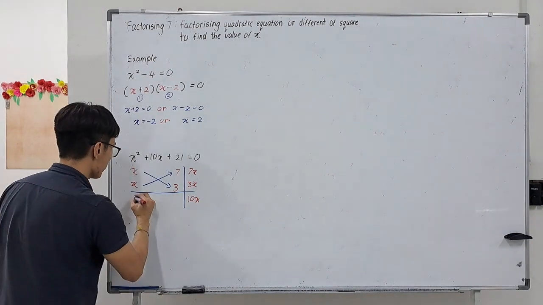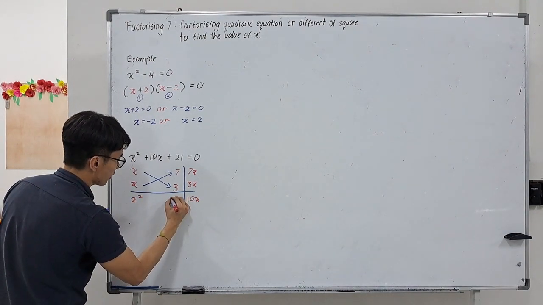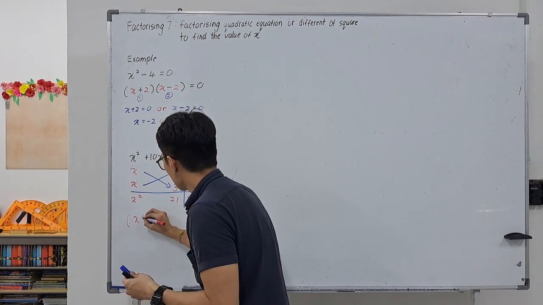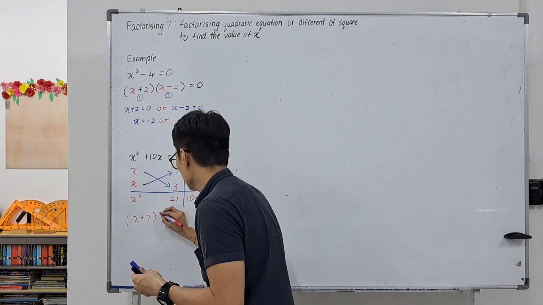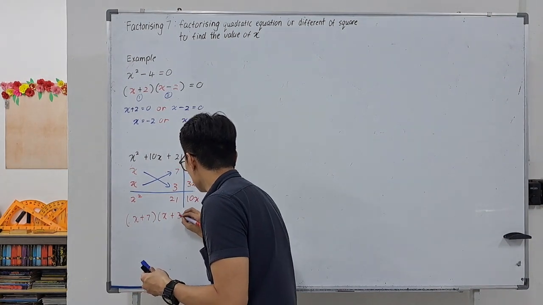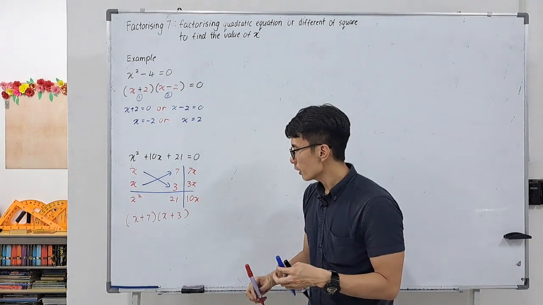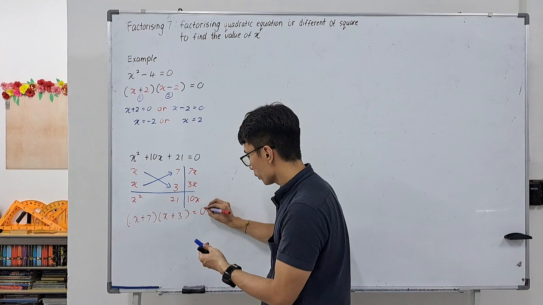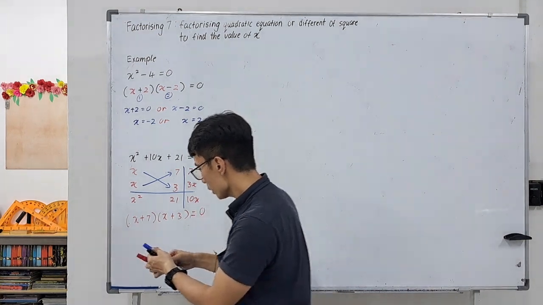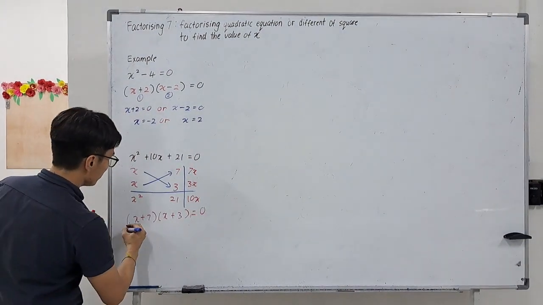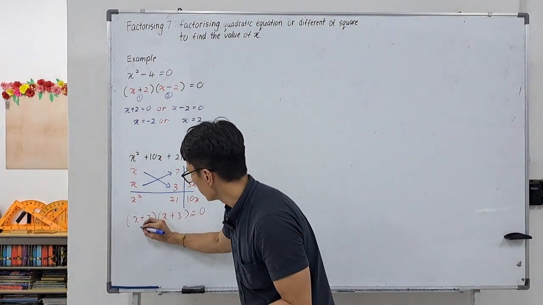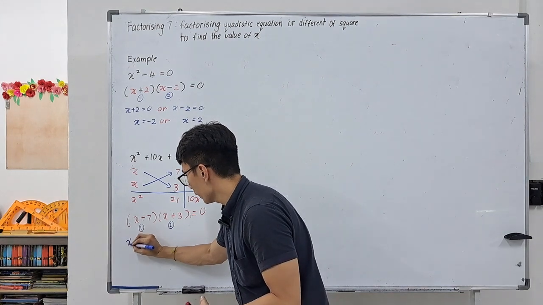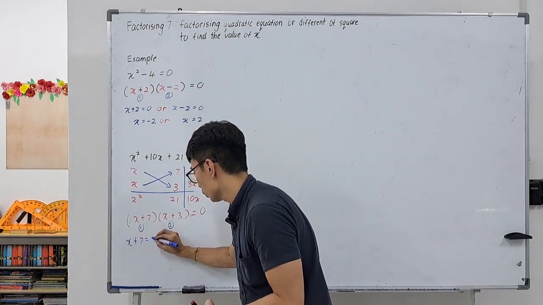This is true. So if I have factorized this, my answer here is going to be x plus 7 and x plus 3. Correct or not? So don't forget your 0 here because we are now dealing with an equation. So what do I have over here? This is my first bracket, my second bracket. So I will say my first bracket, x plus 7, is going to equal 0.